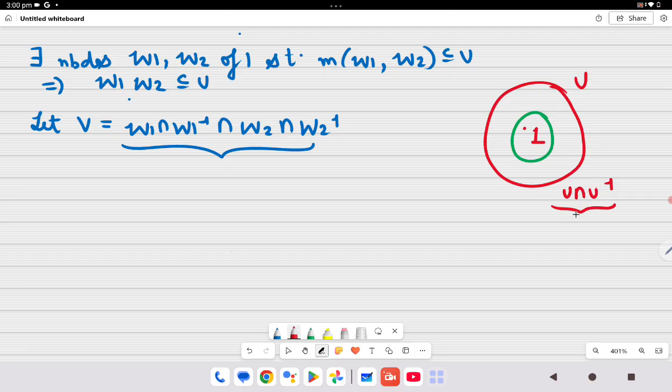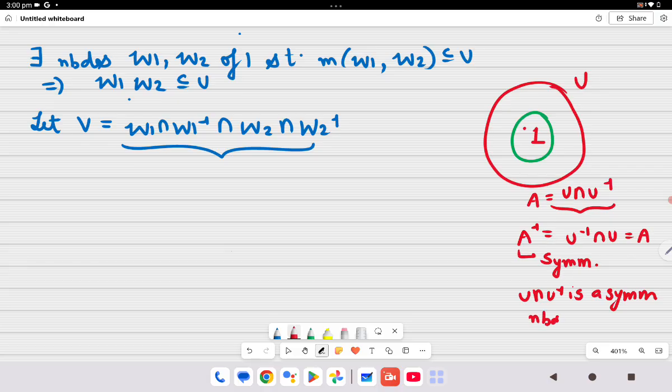If I take U intersection U inverse, this is a set which is symmetric. What will be its inverse? It will be U inverse intersection with U, again the same set, so it is a symmetric set. And it is again a neighborhood of 1, because 1 is in U and 1 is also in U inverse; the inverse of 1 is 1 itself. So this U intersection U inverse is a symmetric neighborhood of 1, and it is sitting inside U, because U intersection U inverse is contained in U. So, using this intuition, we take V to be W1 intersection W1 inverse intersection with W2 intersection W2 inverse.